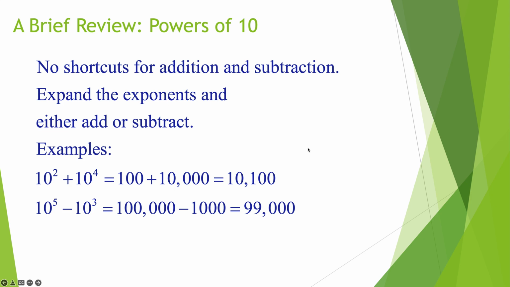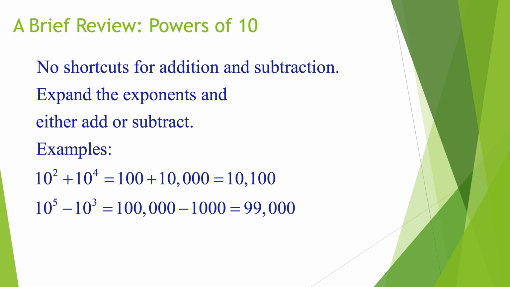There's no shortcuts for addition and subtraction. Absolutely none. Expand the exponents and either add or subtract. Some examples: 10 squared plus 10 to the fourth. 10 squared is 100. 10 to the fourth is 10,000. You'll get 10,100. 10 to the fifth minus 10 to the third is 100,000 minus 1,000, which is 99,000.